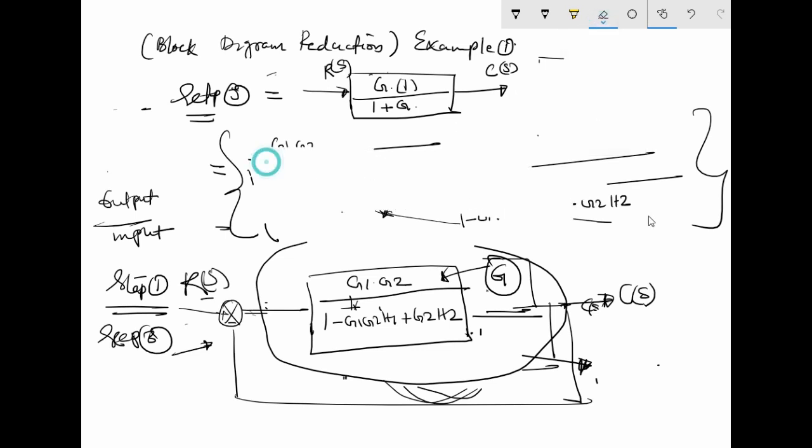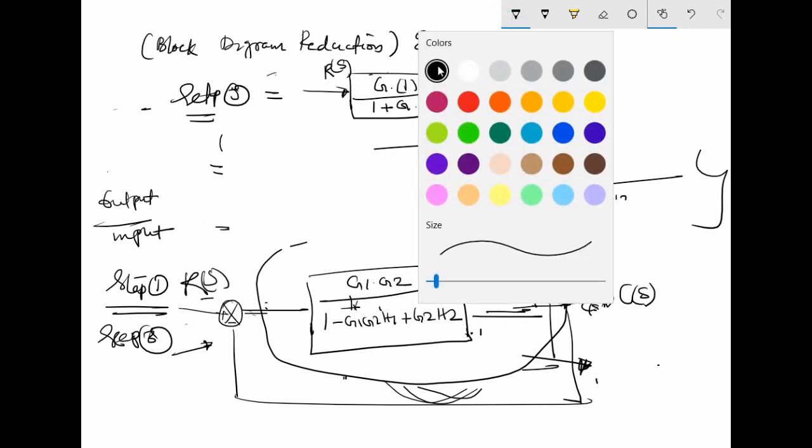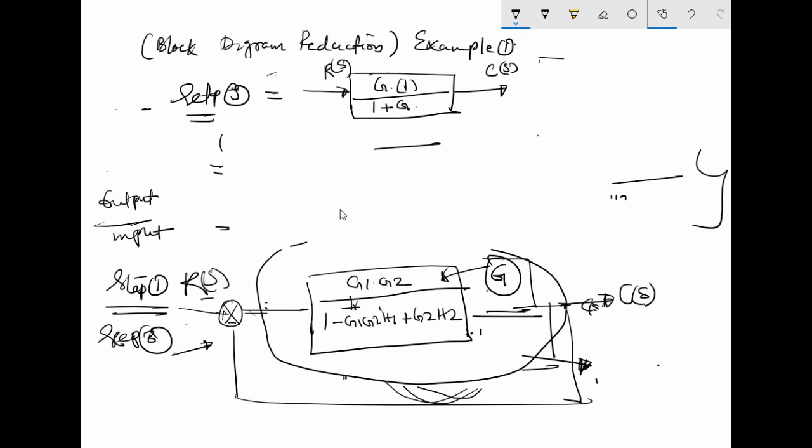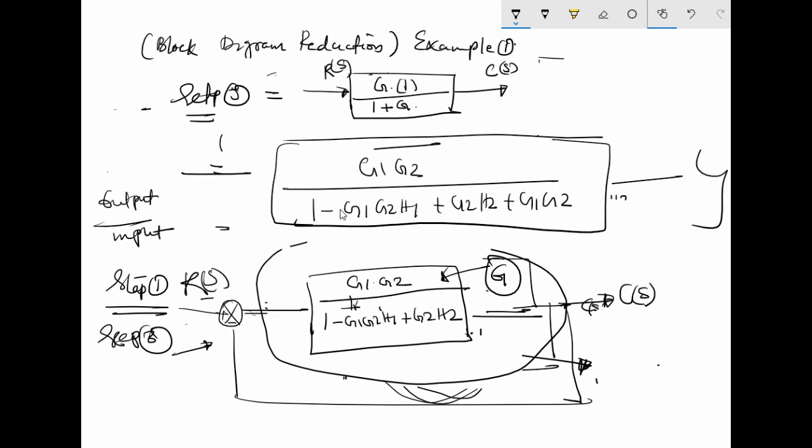So if I rub this whole thing, and for one and a final last time, if I write it here, it will be something like G1 G2 divided by 1 minus G1 G2 H1 plus G2 H2 plus G1 G2. So this is my final transfer function which I am getting, and this is achieved on step 5, which is CS by RS. So this is my answer, and this is how I can simplify my block diagram.